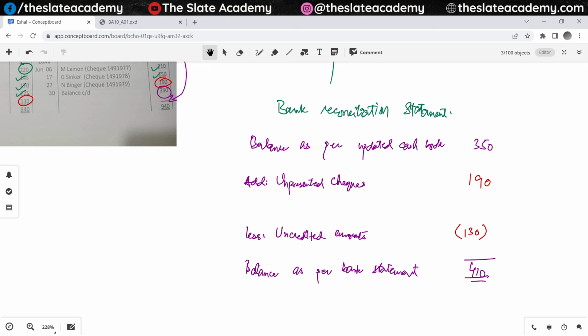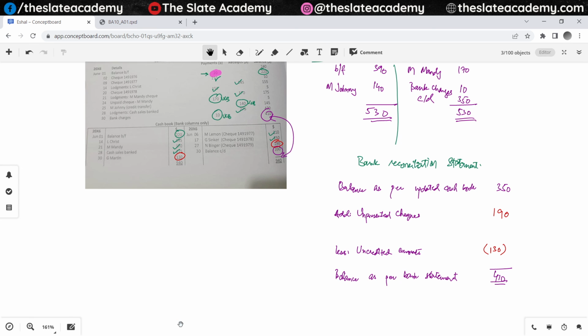ठीक है जी. So I hope now you'd be able to attempt the odd numbered questions from the ones that I have sent. And if there is any confusion, obviously you can text and ask me.